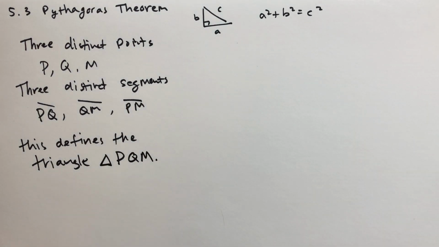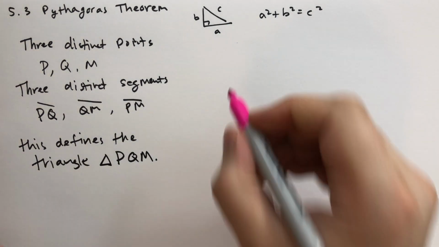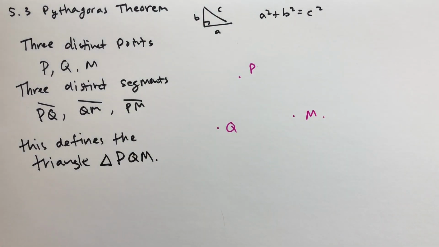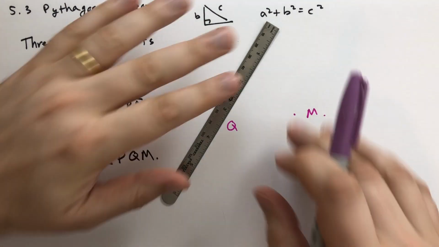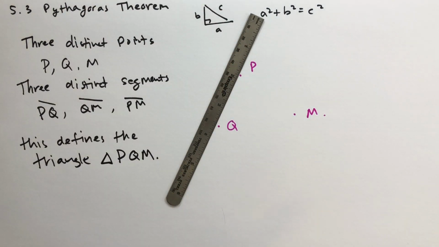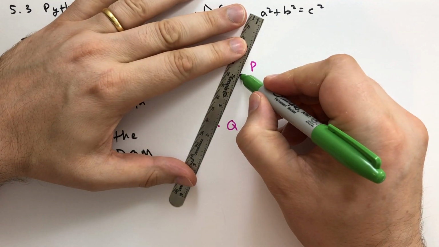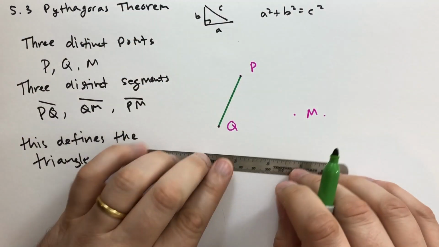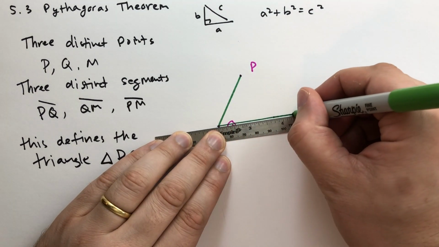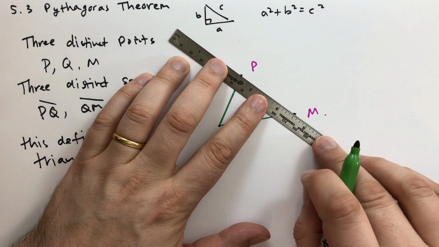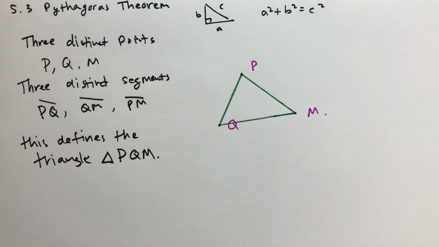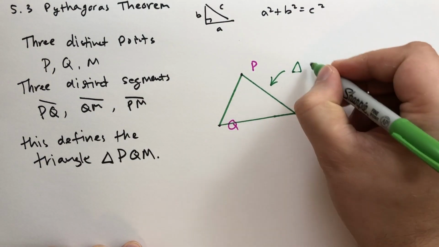All right, what does that look like? So we have 3 points. We have P over here, we have Q, we have M, and then we draw between these 3 points 3 segments. I'm going to use a different color. Let's use a green. So between PQ, the segment PQ, between QM, the segment QM, and between PM, the segment PM. And this green thing is the triangle PQM.